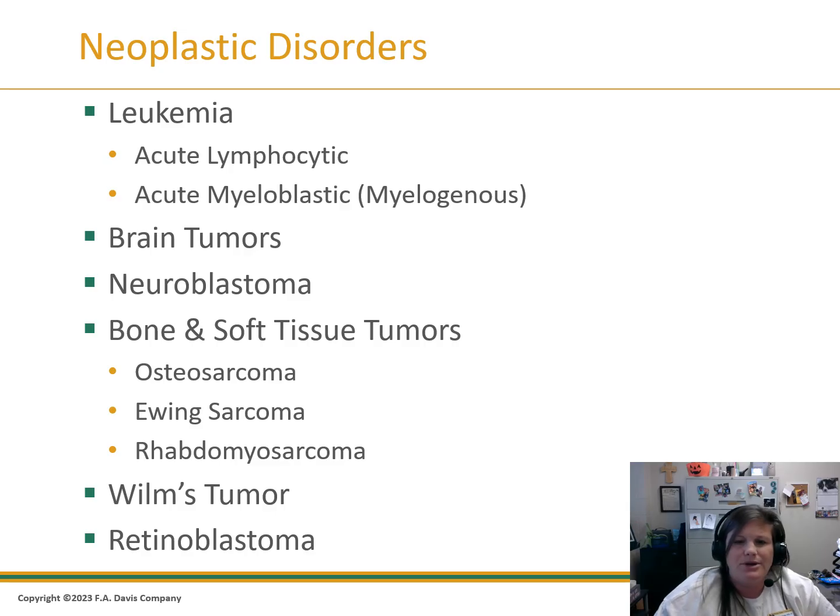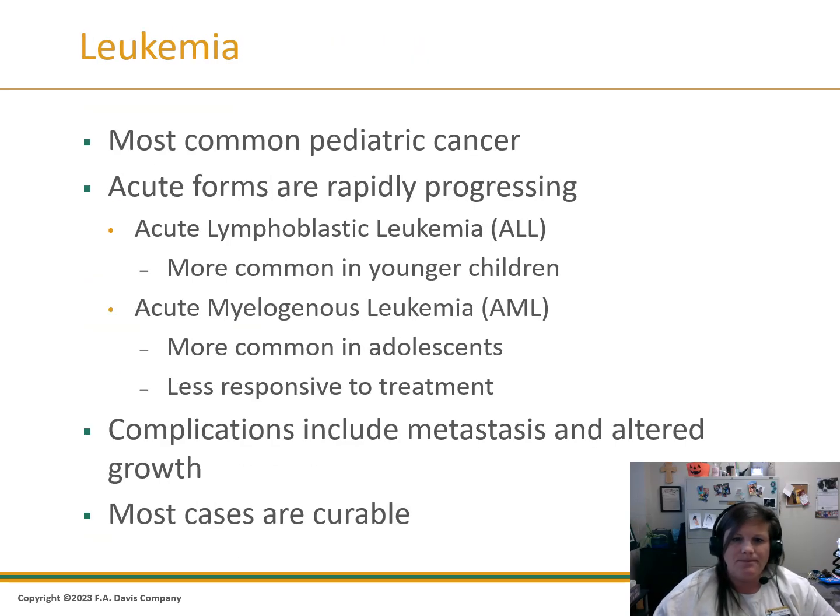Rhabdomyosarcoma, which we have under the bone and soft tissue category, is found generally in the head or neck, the genitourinary tract, or in the soft tissue of the extremities. Wilms tumor, that one is found strictly in the kidneys. And then retinoblastoma is found in the eye, specifically the retina of the eye. So we know that cancers vary by type and location, as do their manifestations, and so does their prognosis and their treatment as well. So let's look at them individually.